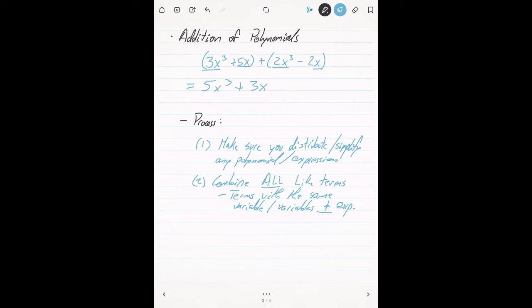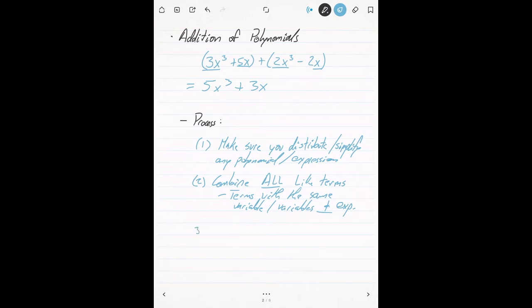So that's why the like terms here were 3x cubed and 2x cubed, because they both had the same exponent on x. Also, a 5x and a negative 2x, because they both just have that single x term. And that's pretty much it. That's really as complicated as it gets with combining polynomials. You've done this before. You just didn't realize you were working with polynomials. So again, just combine like terms.